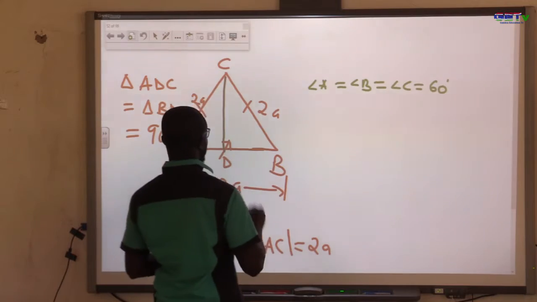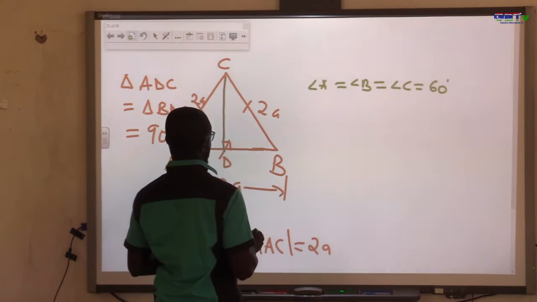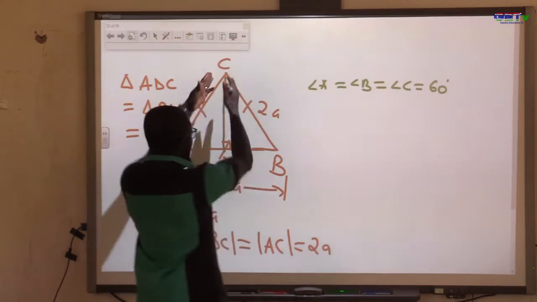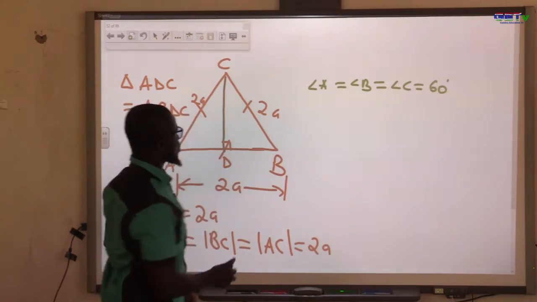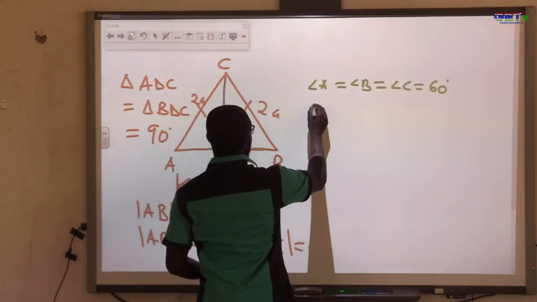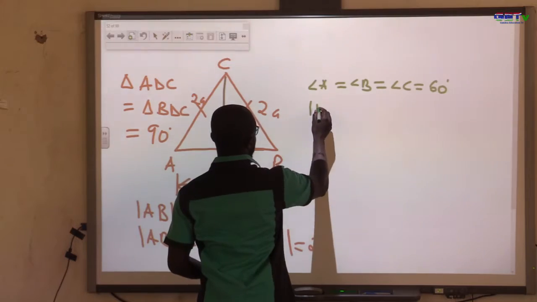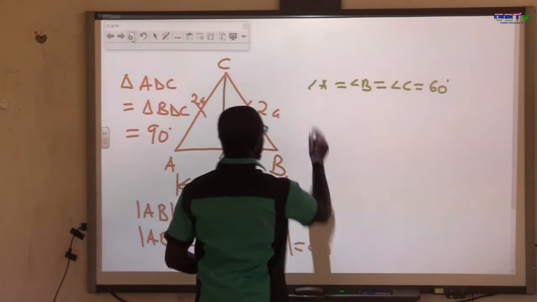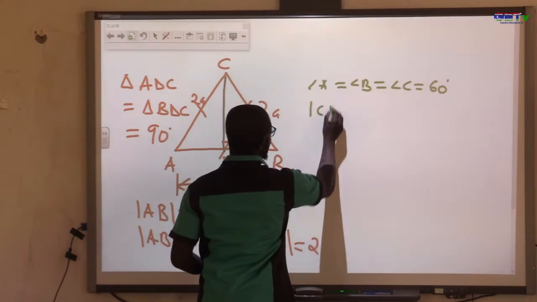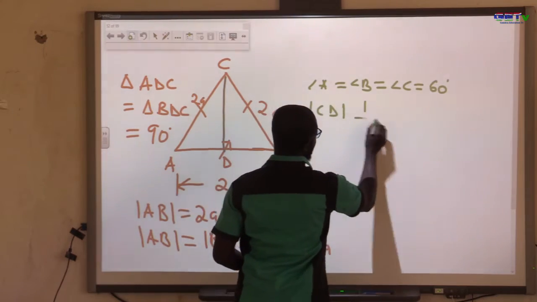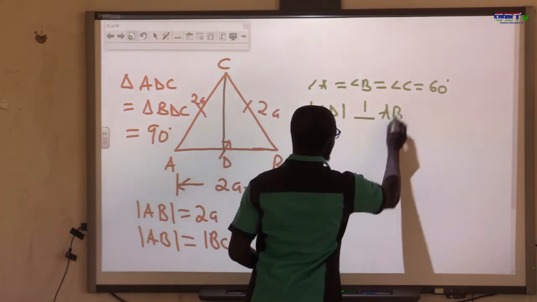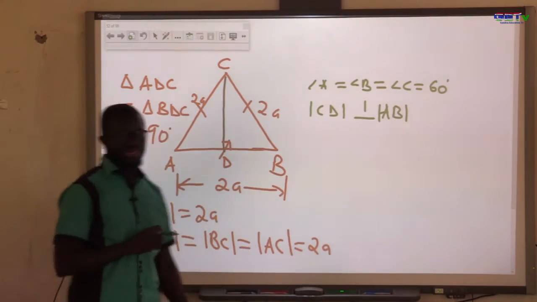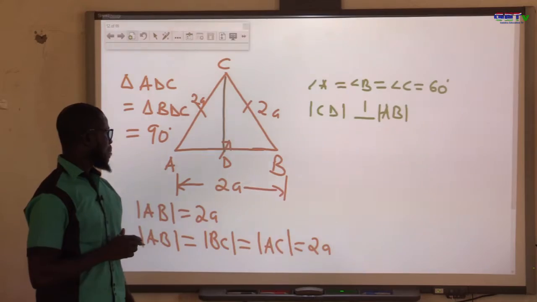Again, we should know that from the same triangle, if you look at line CD, we can say line CD bisects line AB at what? 90 degrees. They are perpendicular.